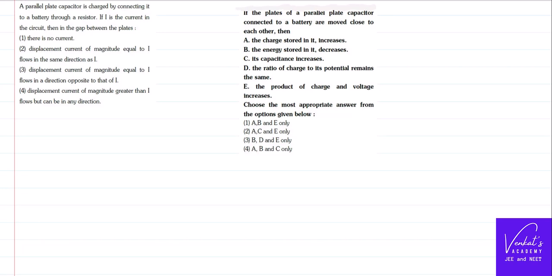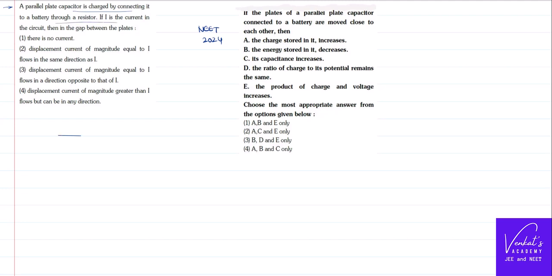Here in this video, we are solving two problems that appeared in NEET 2024 in electric potential and capacitance. Let us see the first question. Both are theoretical questions. A parallel plate capacitor is charged by connecting a battery through a resistor.